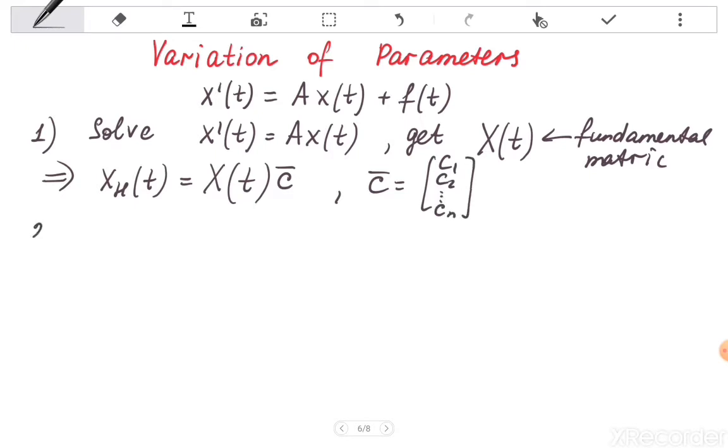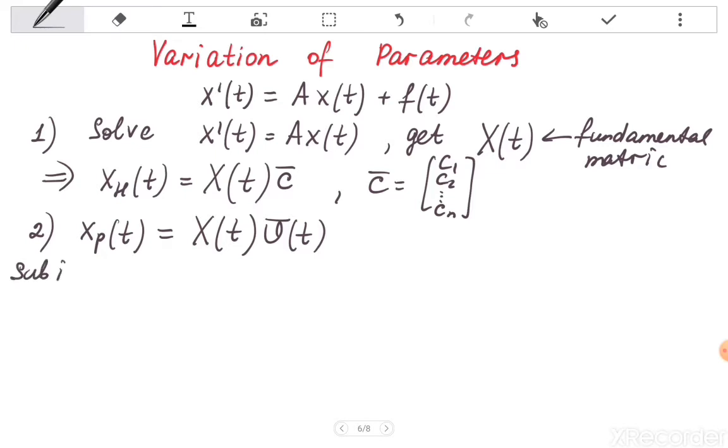And second, what we do in variation of parameters is that instead of this constant vector, we assume that it is some vector function. So we look for a particular solution in the form where, instead of the constant vector, we write a vector function. And we substitute this now into the equation. Let's say this is equation 1.